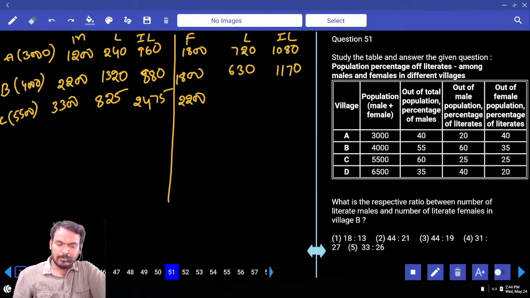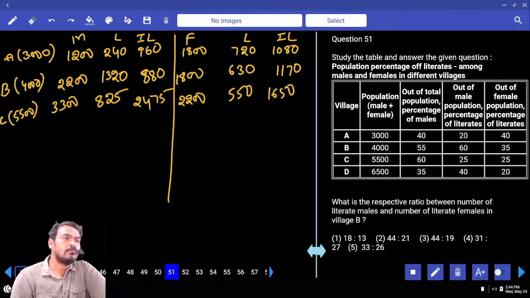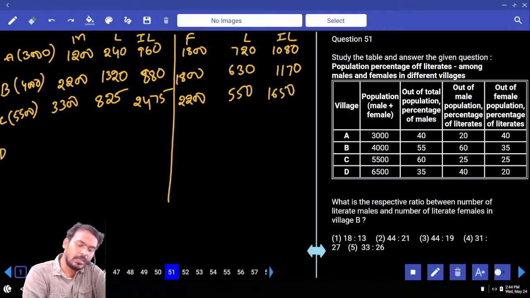Next, in females, out of 2200, 25% means 550. What is the remaining? 1650. D. Total population 6500.